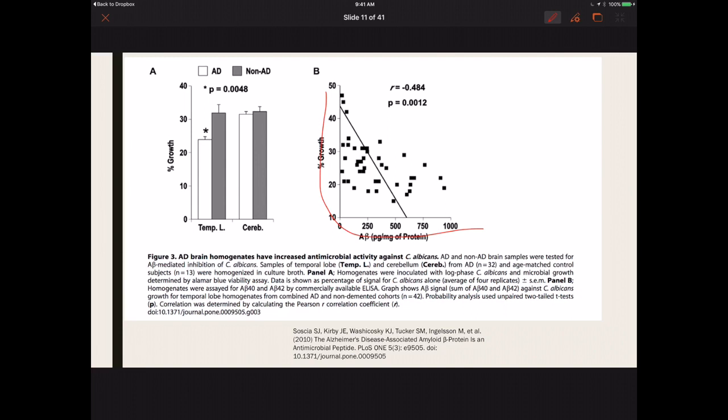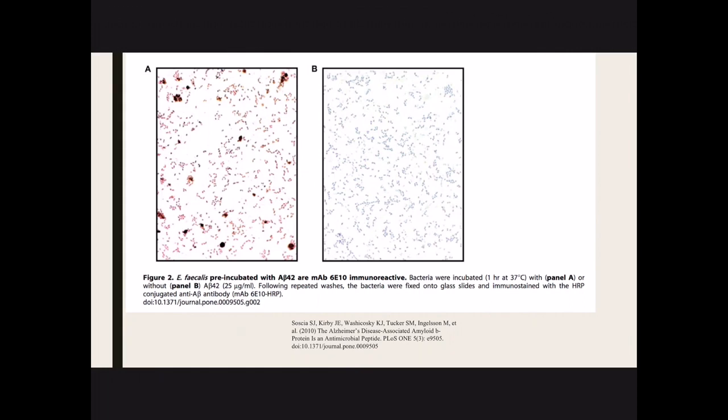Now, in the next slide, we dig into some more detail here. This is another example. This is a bacterium, E. faecalis, which was pre-incubated with Aβ42. Then the bacteria were extensively washed and then treated with an antibody to the amyloid beta peptide chain. And you can see that the bacteria here are labeled with the antibody to the amyloid beta protein, indicating that Aβ binds tightly to the surface of these bacteria.